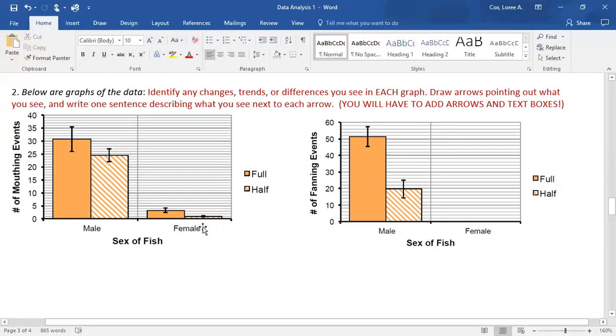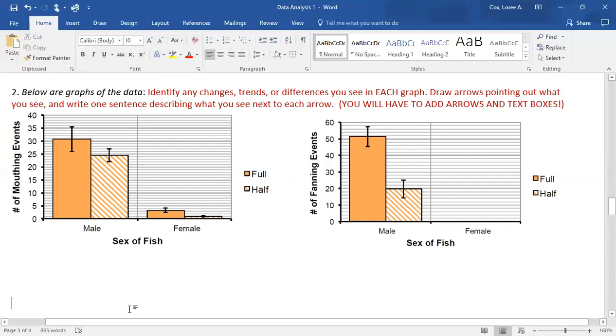What about females? Well, if you look closely, there's a space between these two error bars. So there is no error bar overlap, meaning there's a statistically significant difference in females between ones that have full bellies and ones that don't. So let's look at a student's claim here, based on our first graph.